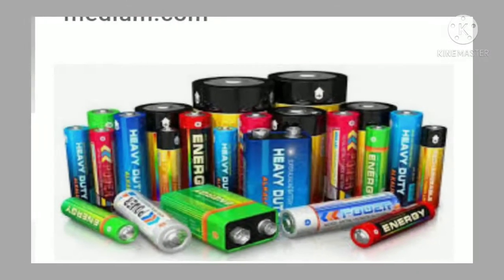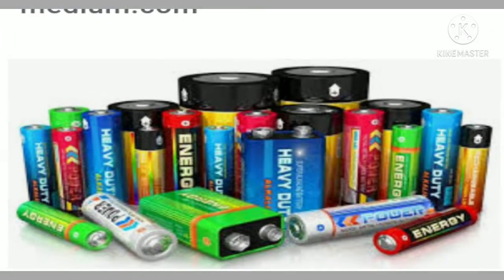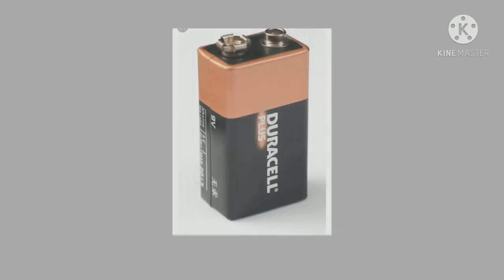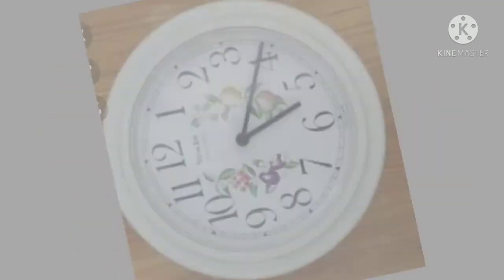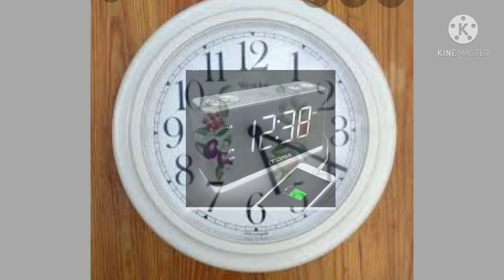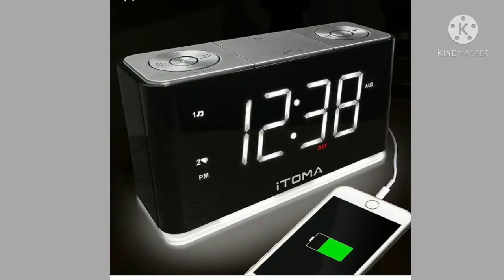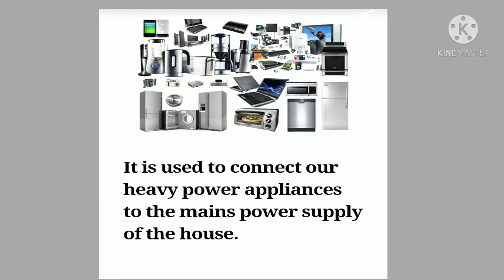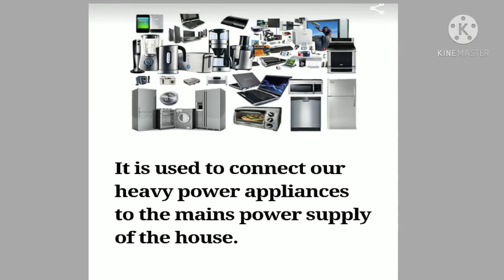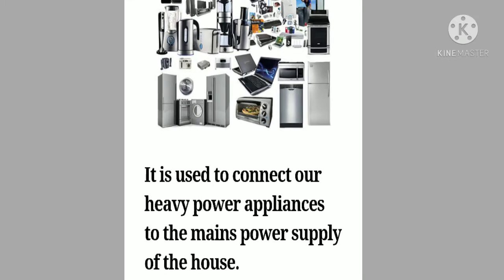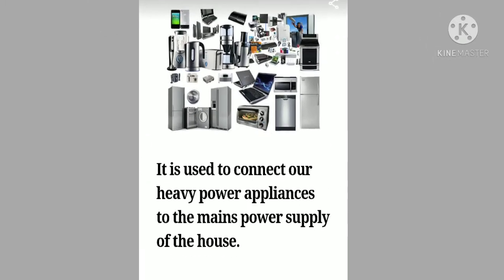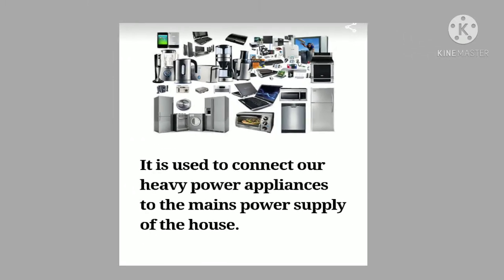We get electrical energy from different sources. Battery is one such source. We use it in wall clocks, cell phones, etc. For the working of refrigerators, air conditioners, washing machines, televisions, laptops, etc., we use domestic power supply.